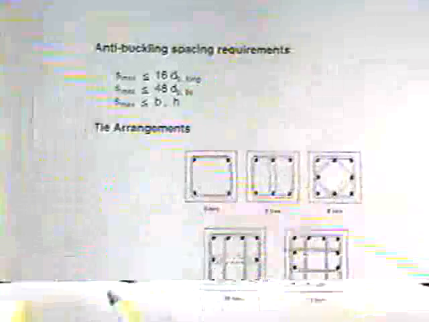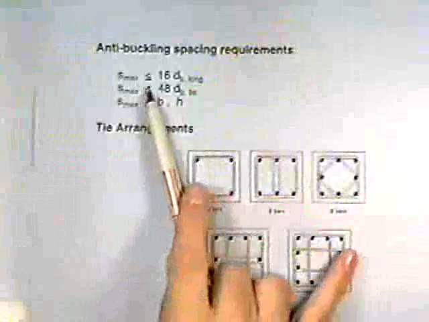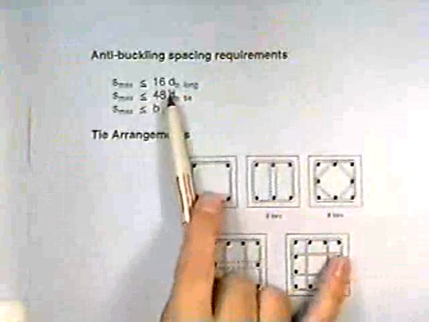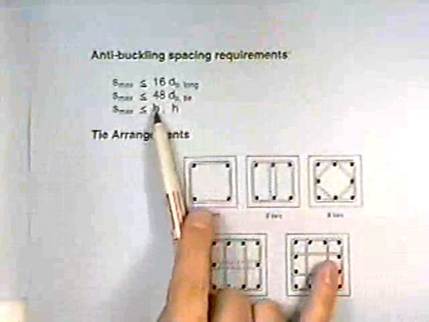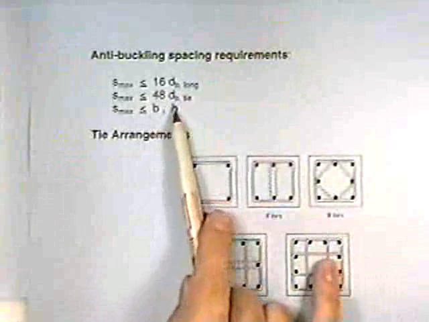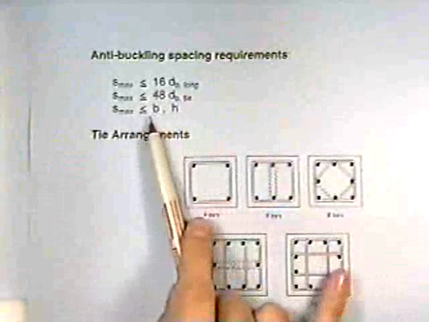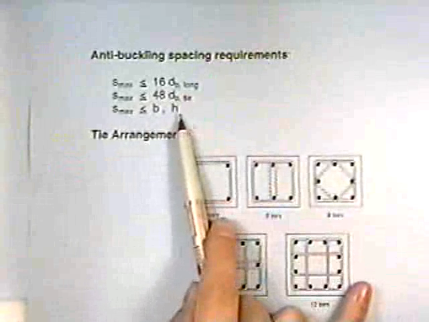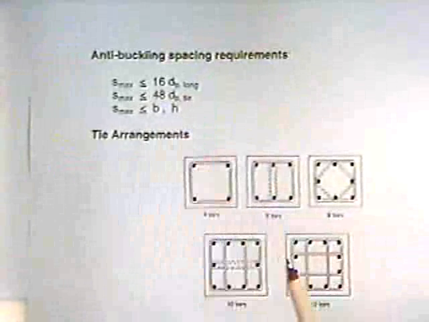And the requirements from the code are that the maximum spacing must be less than 16 times the diameter of the longitudinal bar, must be less than 48 times the diameter of the tie, and also less than B and H. Those are minimum requirements.